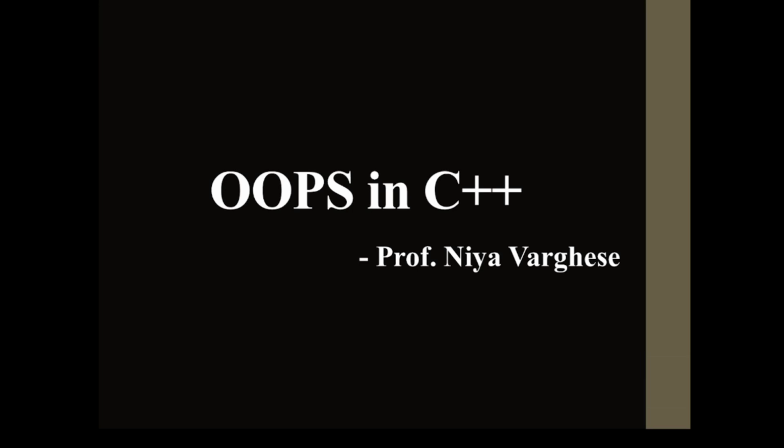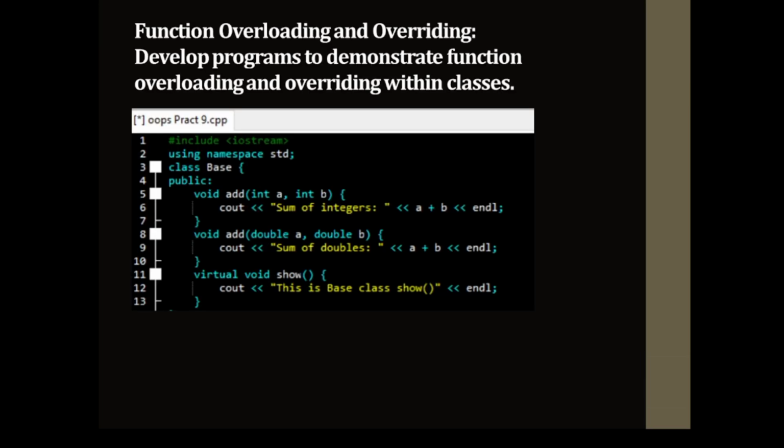Hi everyone, today we are going to learn Practical number 9, polymorphism in C++. Your question is here. The code is #include <iostream> using namespace std. This I have already taught you all, so you can check out the previous videos.